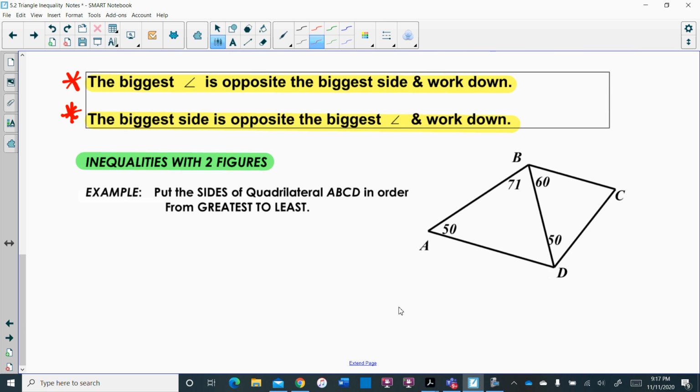that are next to each other. So if you look at this figure here, we have two triangles side by side, and they want us to put the sides of the quadrilateral, that is the four-sided figure, in order from greatest to least. Now, in order for me to do that, I need all the angles inside the triangle. So what we need to do is find this angle D, and when I find that angle D, I'm going to focus on this triangle, BAD, and I'm going to use the triangle sum there.